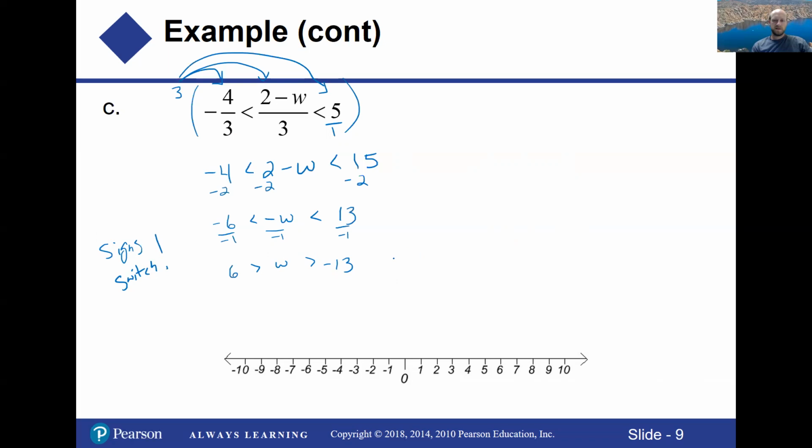What I'm going to do is I'm just going to flip-flop this all around. I'm going to have the -13, and that's less than w, which is less than 6. Now, you might say, well, did I switch the signs here? No, I didn't, because this arrow is still pointing to the -13. This arrow is still pointing to the w. I didn't switch the signs around. I just flip-flopped the numbers. Okay, these are the exact same thing. So I switched the signs from here to here, but then from here to here, it stayed the same.